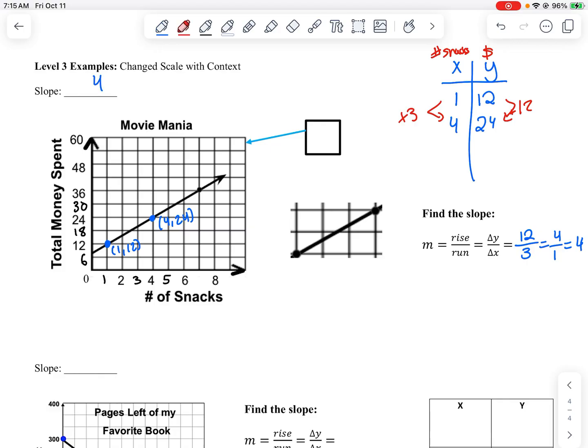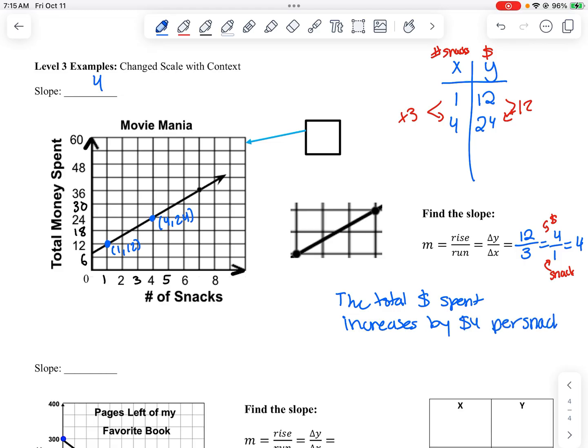And I would even stick some labels on here. So again, it was $4 for every 1 snack, and that will help you to write a sentence. Maybe you use the label: the total money spent increases by $4 per snack. You might say per snack, or for each snack, or for every snack. We usually see those words right before whatever our x is here.